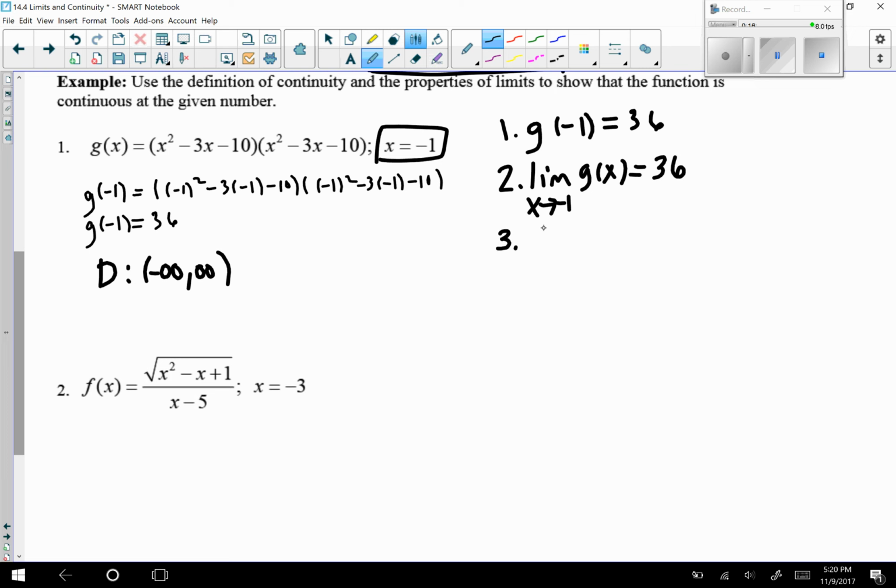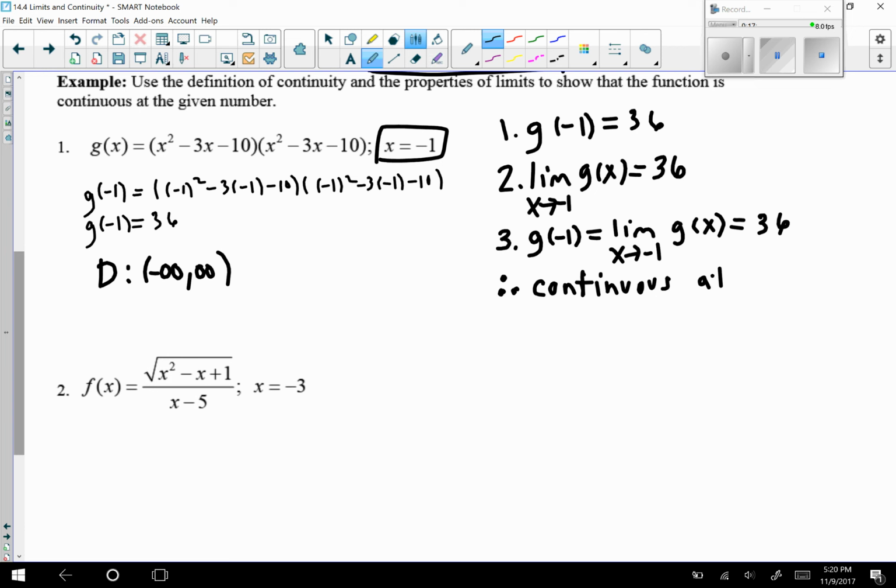So for the third part, now I've just proved that g of -1 is equal to the limit as x approaches -1 for this function, because they both equal 36. Therefore, in conclusion, the graph is continuous at an x value equal to -1. So I want you guys to do this problem on your own and bring it to class.